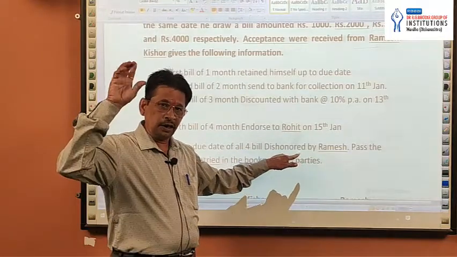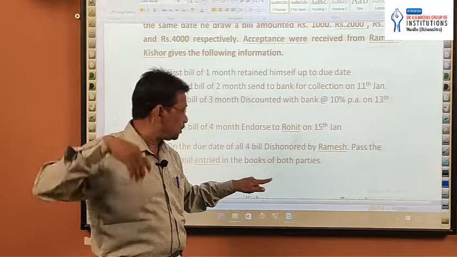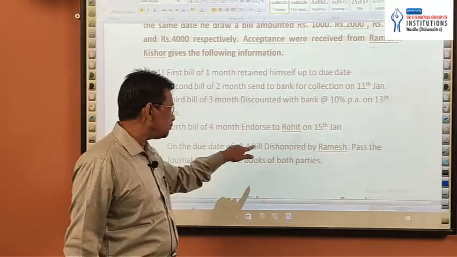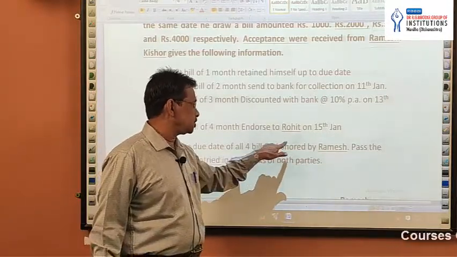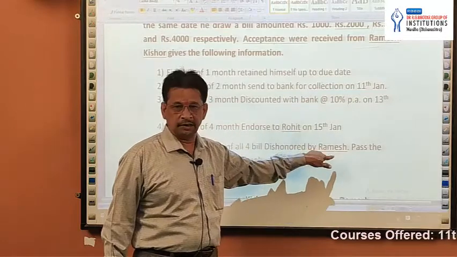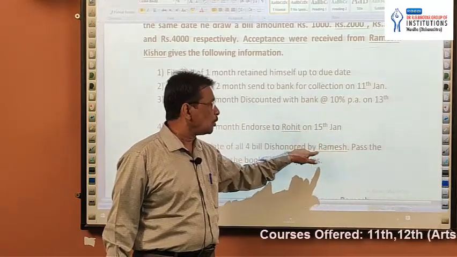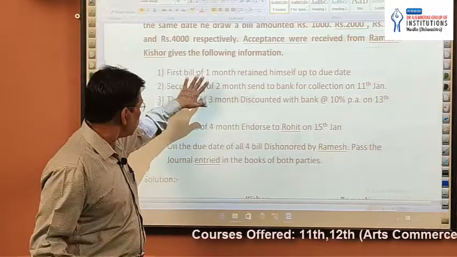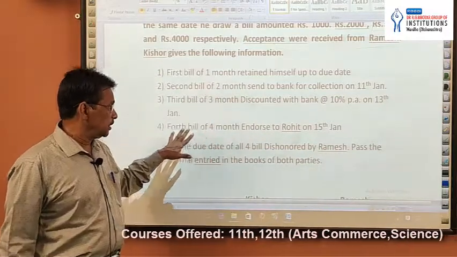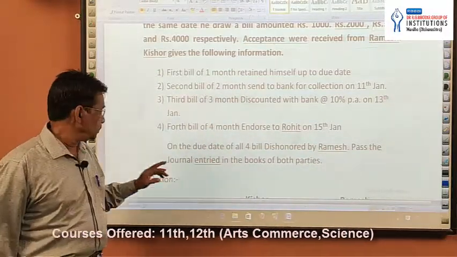In the first example, all 4 bills were honored. In this example, all 4 bills were dishonored by Ramesh. So how to pass the dishonored entry in 4 different situations is taken up in this example. So we start.